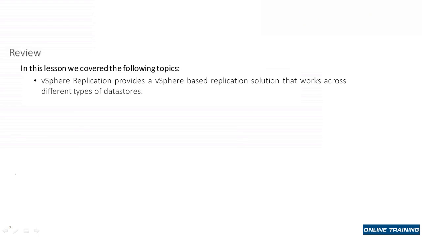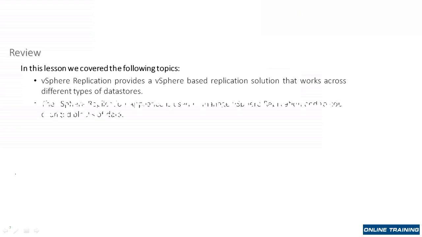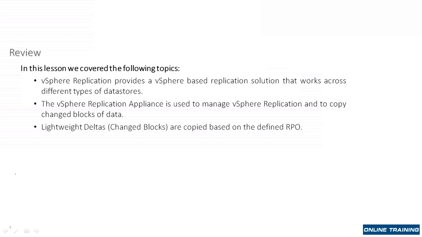Okay, so in this lesson, we learned about vSphere replication and how it is a vSphere-based replication solution that is managed using the vSphere web client. And we do have to deploy the VR appliance or vSphere replication appliance in order to configure this. It will send lightweight deltas, or essentially all of the changed blocks, as frequently as we've defined in the recovery point objective. So as frequently as once every 15 minutes, or it can be as infrequently as once every 24 hours.